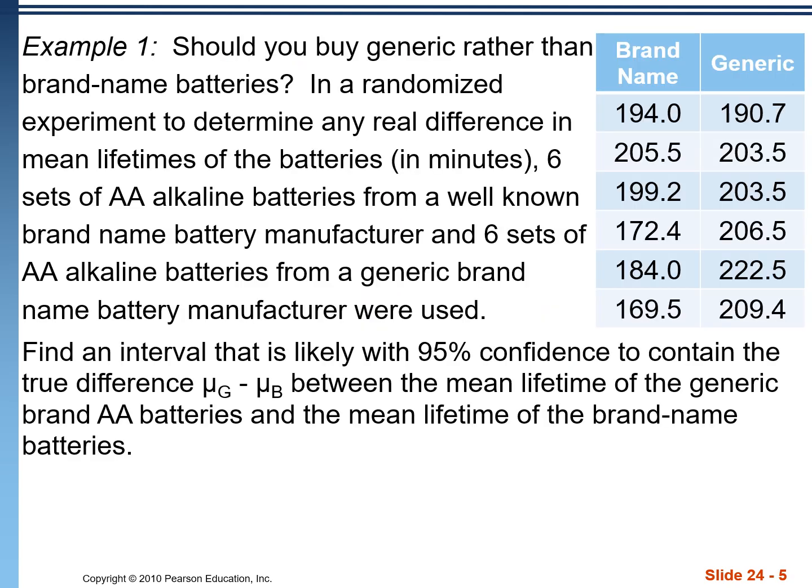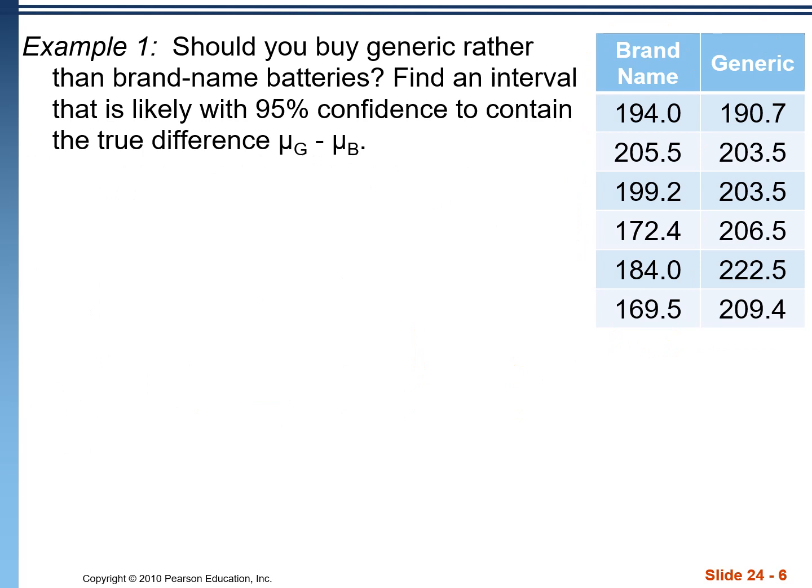For our chapter example, we have two samples. We have a sample of 6 brand name batteries, and we have a sample of 6 generic batteries. We ran all of these batteries until they were dead, and we measured how long their lifetime was in minutes. The question is asking, create a 95% confidence interval to contain the true difference between those population means. Confidence interval, it's a panic question.